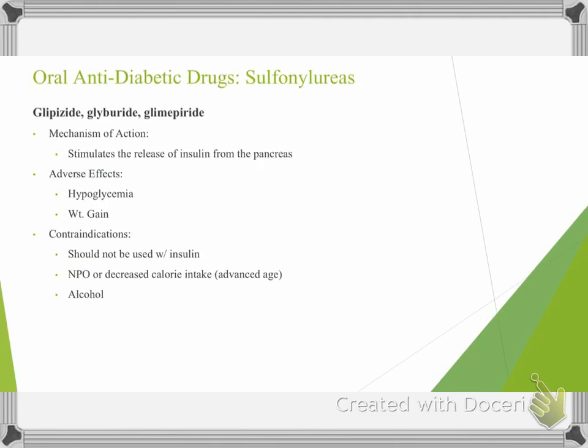Now we're talking about sulfonylureas. These are the glipizide, glyburide, and glimepiride. Mechanism of action, they function like the body does to meals. So they stimulate the release of insulin from the pancreas. So basically they just stimulate the beta cells. So we must have functional beta cells. The beta cells must still be in good working order.